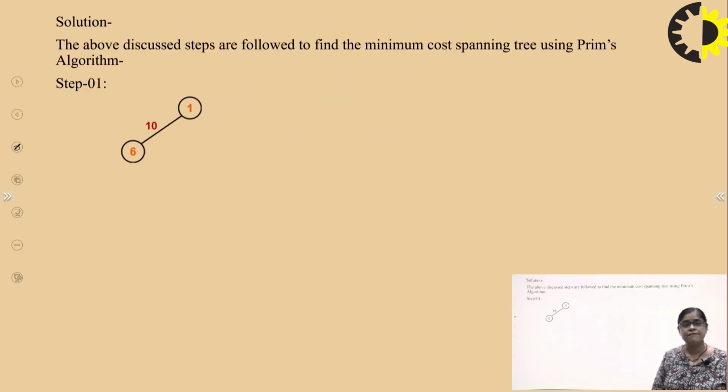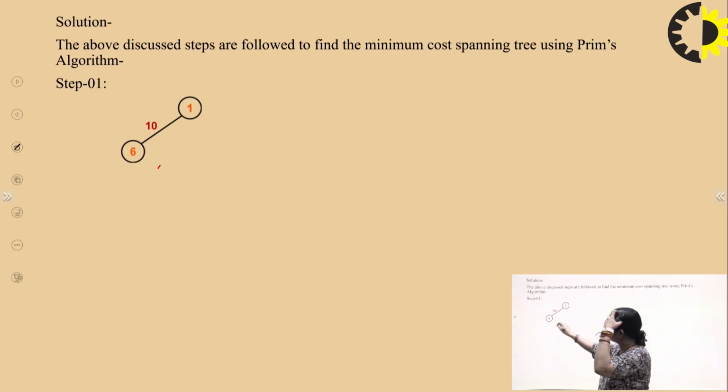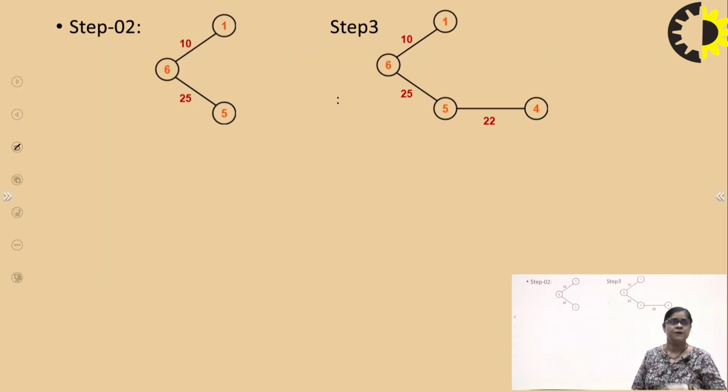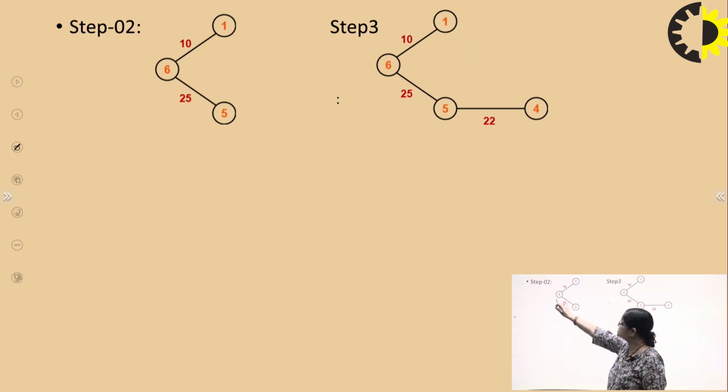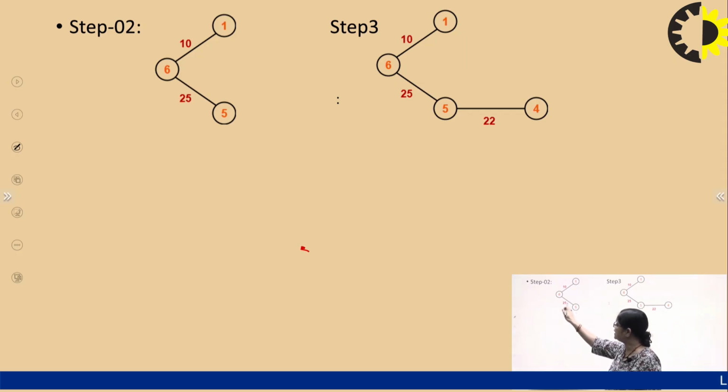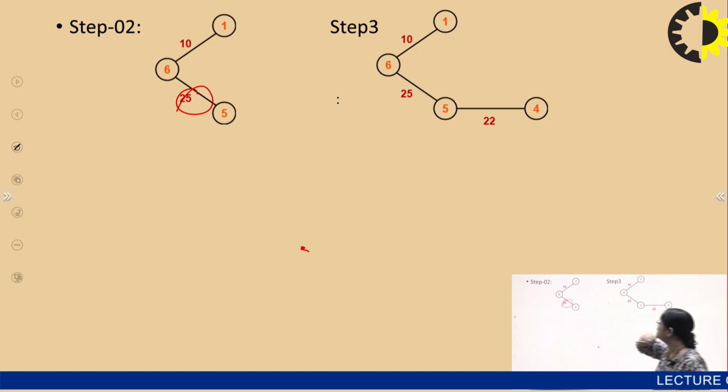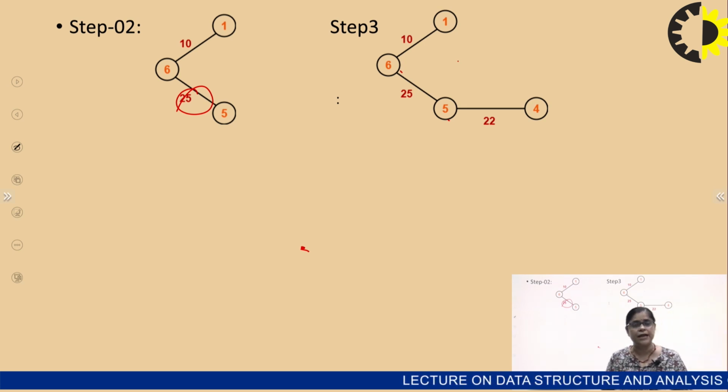For this, as I said in the algorithm, I am taking any vertex. I am starting with any vertex, right? So I have started with 6 and 1, so 10 is there, right? Now, step 2: after 10, vertex 6 is connected to vertex 5 and here the weight is 25, right? Now after 1, 6 and 5, again my weight is 4, right? In this, we have to take all the vertices and they should be connected.